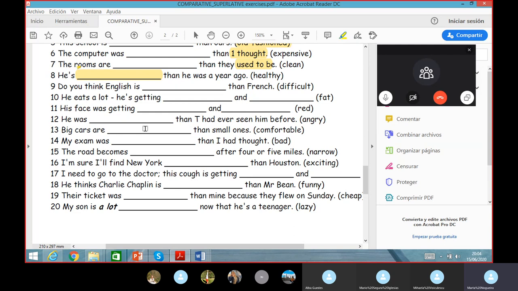13, big cars are more comfortable than small ones. Big cars are more comfortable. 14, my exam was worse than I had thought. Worse, because this is irregular. Worse than I had thought. 15, the road becomes narrower, I add ER, after 4 or 5 miles.